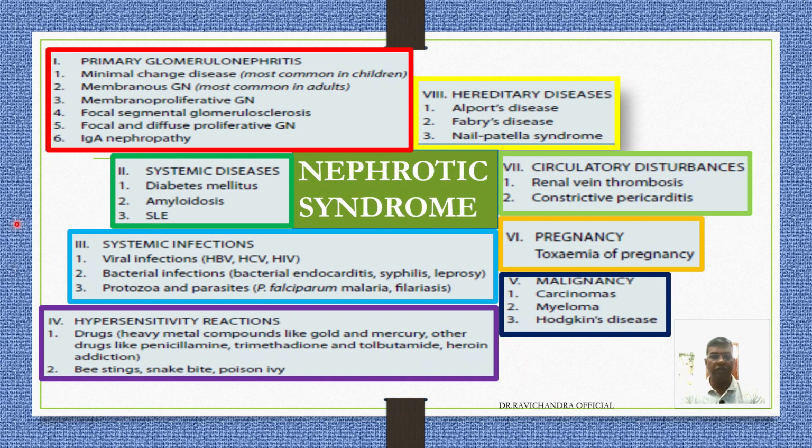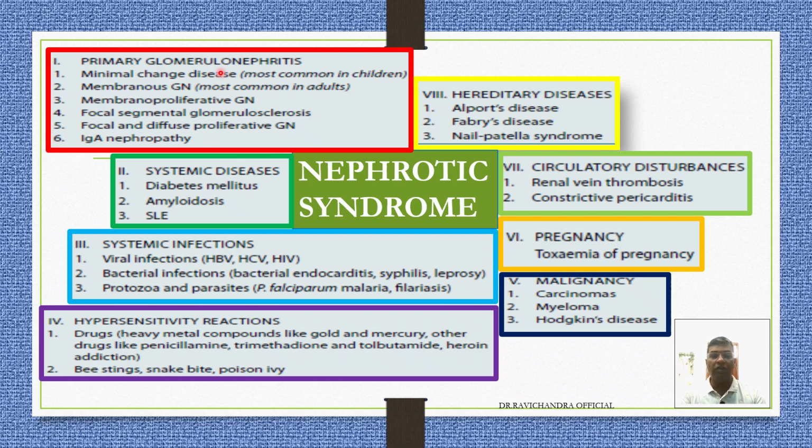The causes of nephrotic syndrome. First type is primary glomerulonephritis. Secondary causes will be systemic diseases. Third one will be systemic infections. Fourth one will be hypersensitivity reactions. Fifth will be malignancy. Sixth, pregnancy. Seventh, circulatory disturbances. And eighth, hereditary diseases. So, there are 8 causes for nephrotic syndrome: primary glomerulonephritis, systemic diseases, systemic infections, hypersensitivity reactions, malignancies, pregnancy, circulatory disturbances, and hereditary diseases.